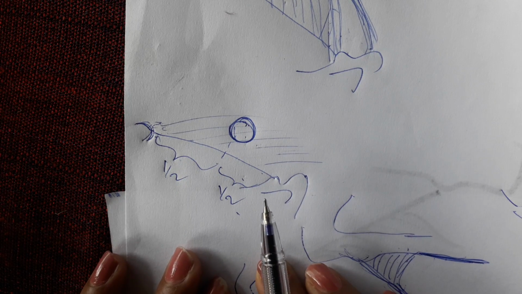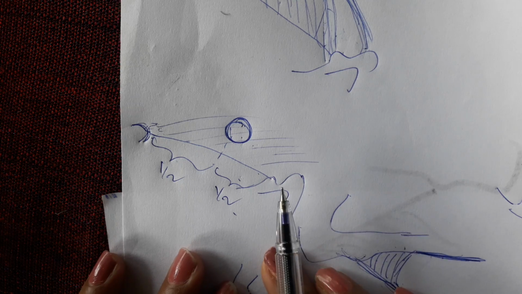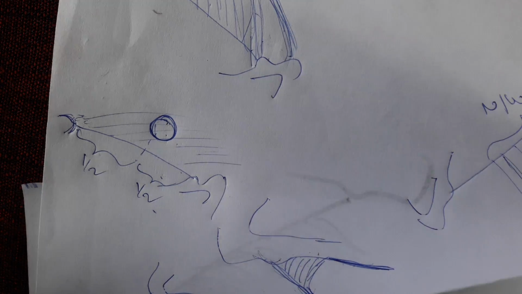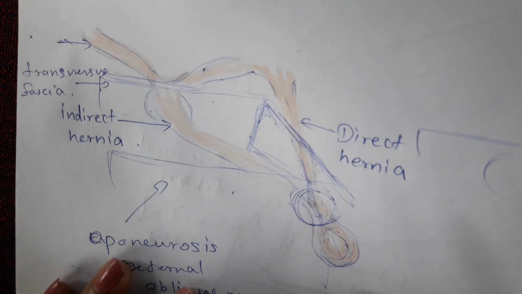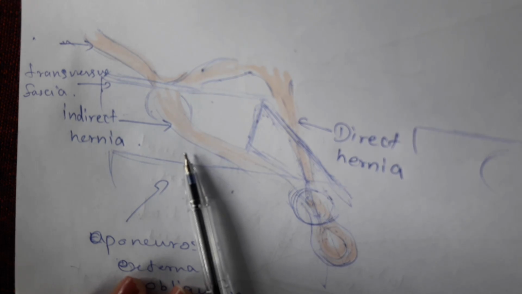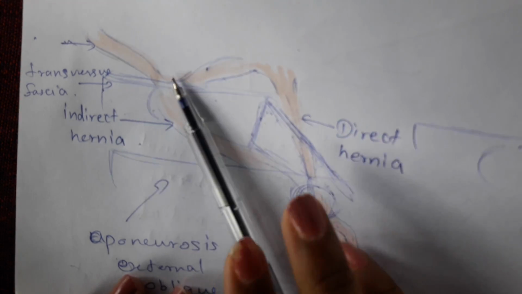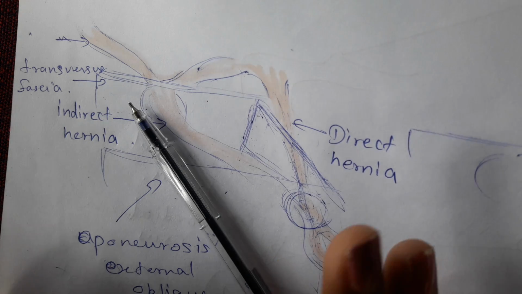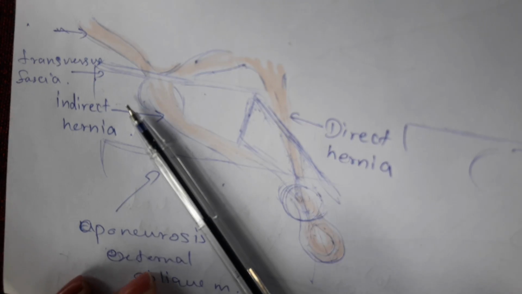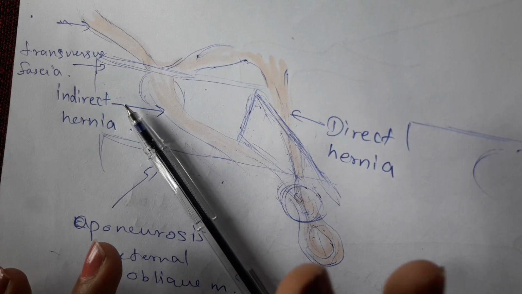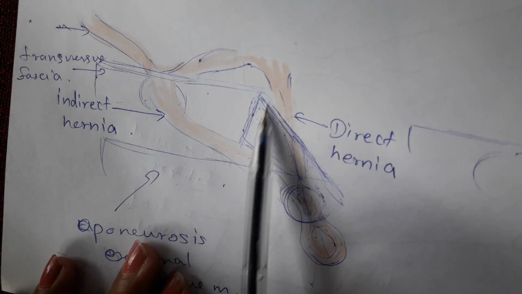So what about the clinical features relating to the canal? Actually, the main thing is the hernia. There are two hernias, that means direct hernias and indirect hernias. Hernia means the fatty intestinal tissues are coming through the loose connective tissues of the abdominal wall, like this.